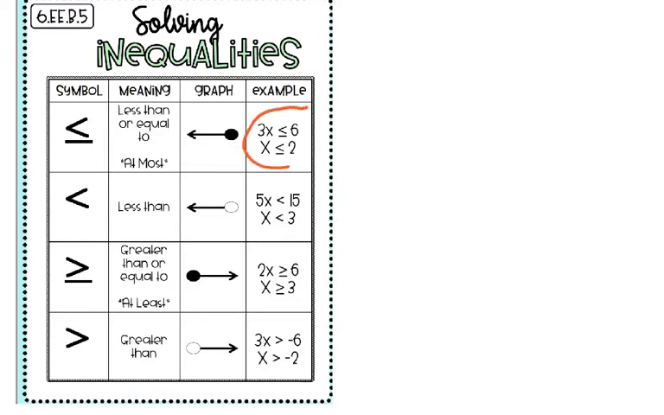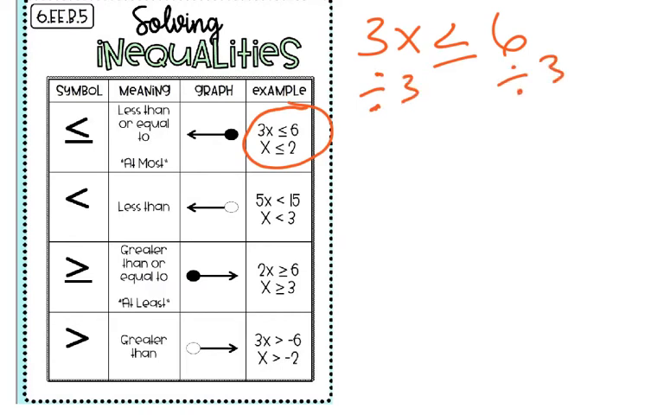If you look at these examples, we have 3x is less than or equal to 6, therefore x is less than or equal to 2. When you solve inequalities, you solve them the exact same way that you would solve an equation. So if I have 3x is less than or equal to 6, I'm going to use the inverse operation. 3 times x is multiplication, so I need to divide by 3 on both sides of my inequality symbol. And I will get x is less than or equal to 2.